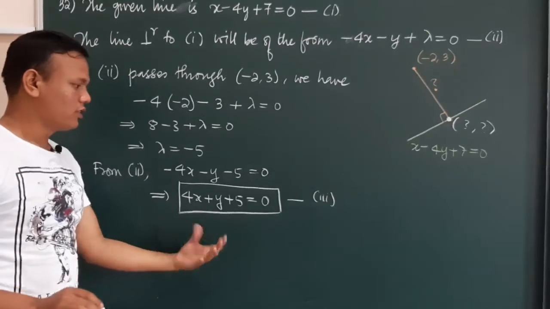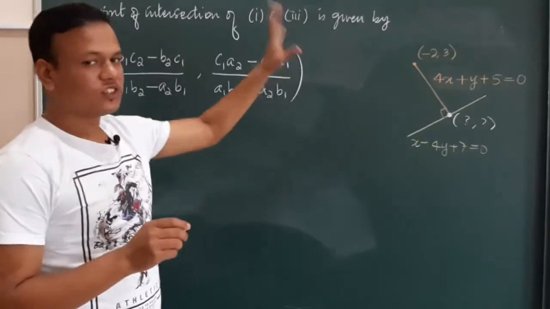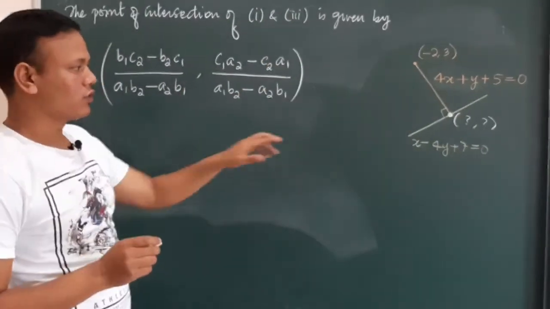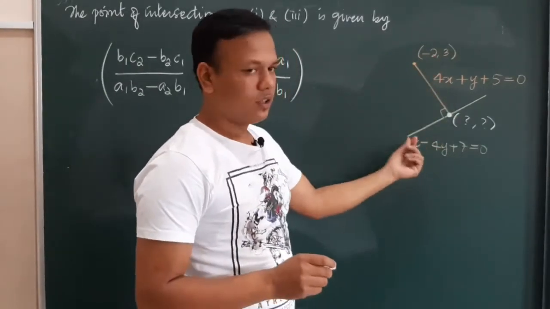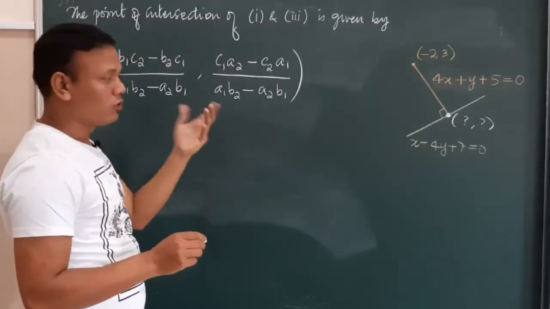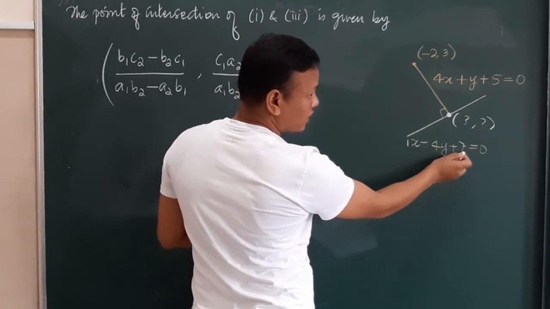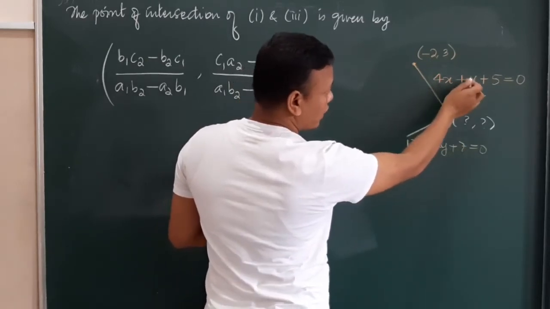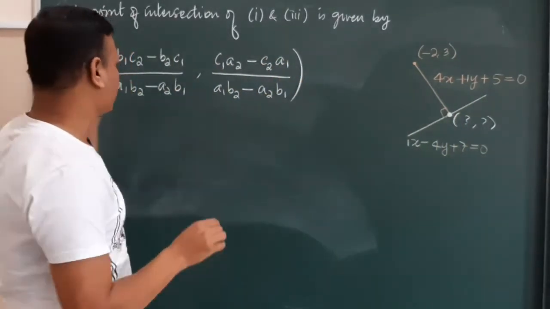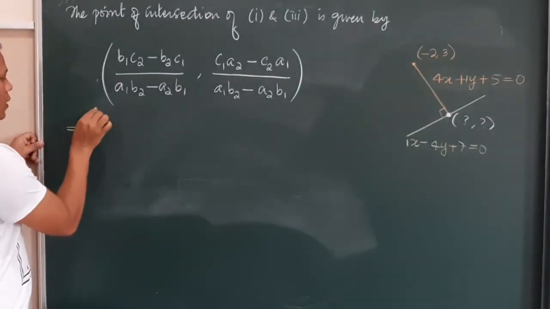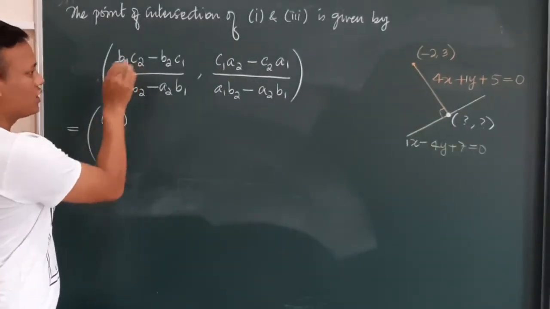I don't have space here, so you may pause the video to note down. The intersection of 1 and 3 is given by this particular formula. This is my 1, remember, this is my 3. Here we need to find A1, B1, C1, A2, B2, C2. From here, A1 is 1, B1 is -4, C1 is 7, A2 is 4, B2 is 1, C2 is 5. If you know this much, let us put the values here. B1 is -4. C2, how much is C2?